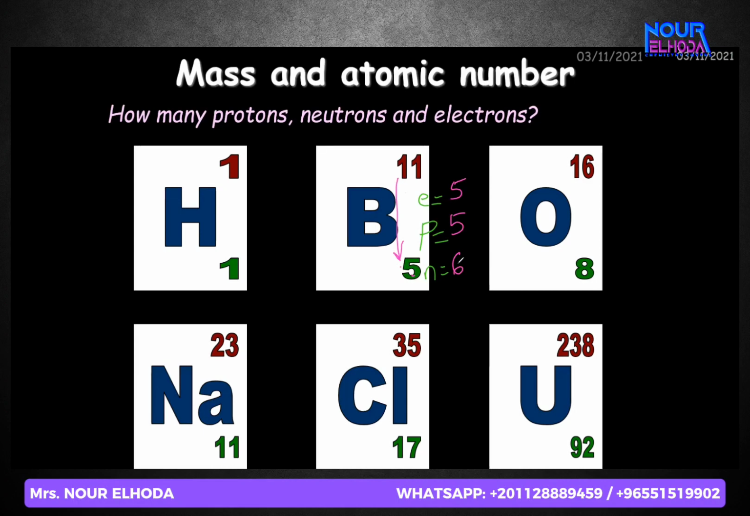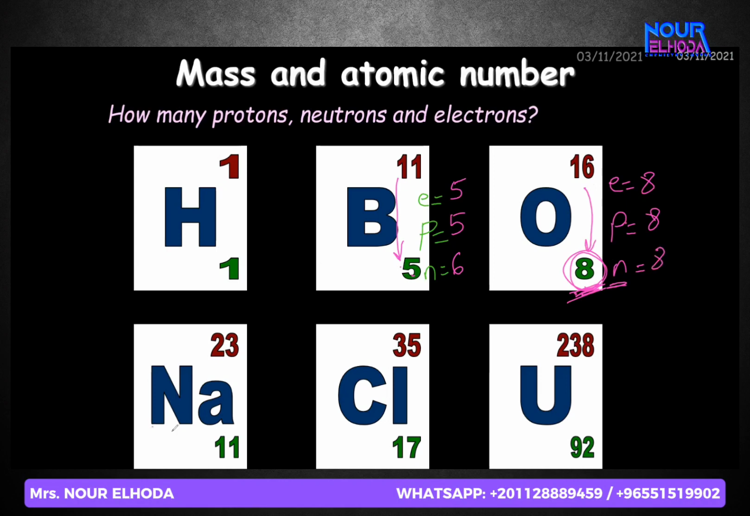Bravo. What about this one? Oxygen. How many electrons are there? How many protons are there? How many neutrons are there? Good job. Bravo. I'm going to say 8 and 8, because the small number is equal to 8. The protons and electrons both are 8 because it's equal to the small number. How do I get the neutrons? You subtract the big number minus the small number, so it's also 8.